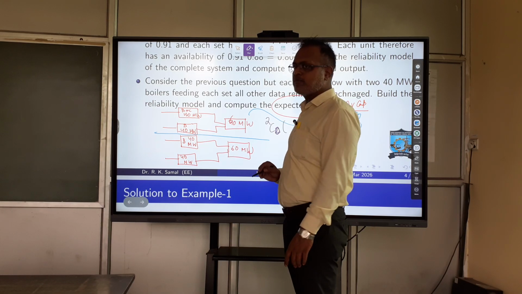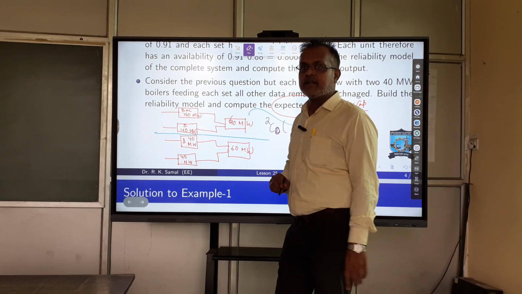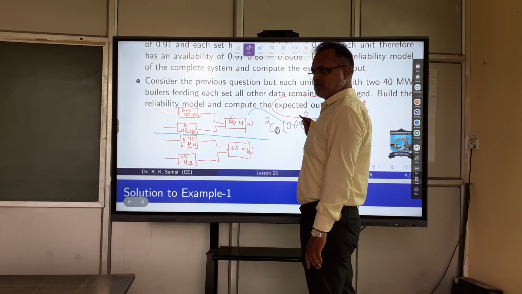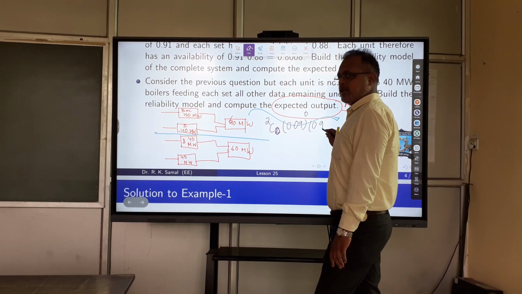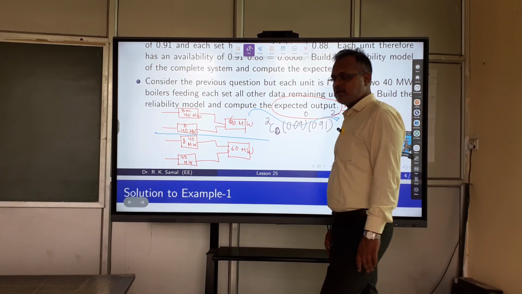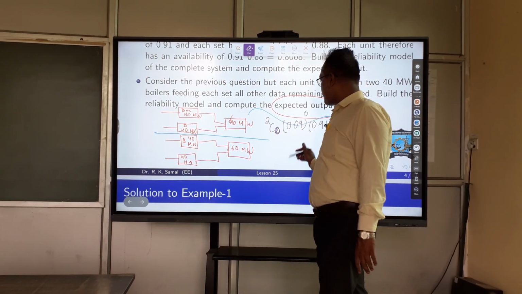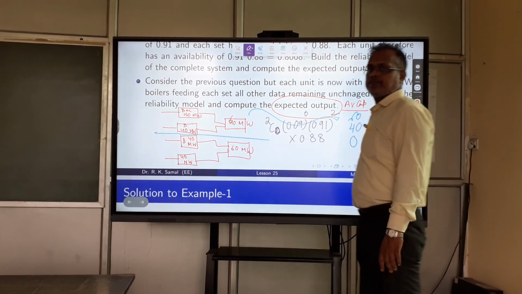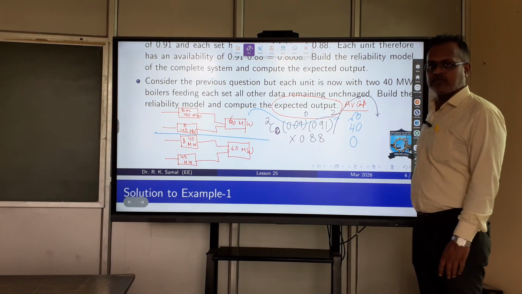What is the unavailability of the boiler? Previous question, same data. Unavailability data is same, 0.09 to the power 0, because both are available. And what is the availability of the boiler? 0.91 squared. What is the availability of the generator? Since it is only one, you don't bother about the formula. We say into 0.88. So this is this.